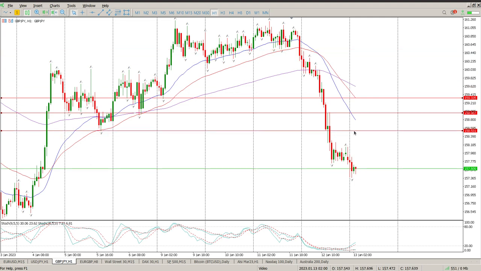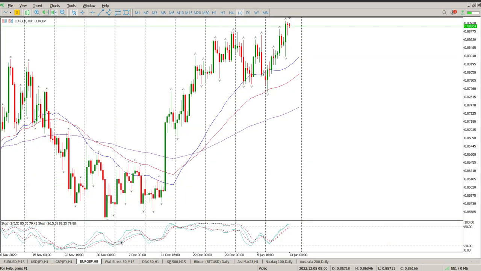So the first level to short off is going to be 158,531. Second level would be 158,967, and your third level is going to be 159,335. So any pullback into one of those zones, you're looking for an opportunity to short.